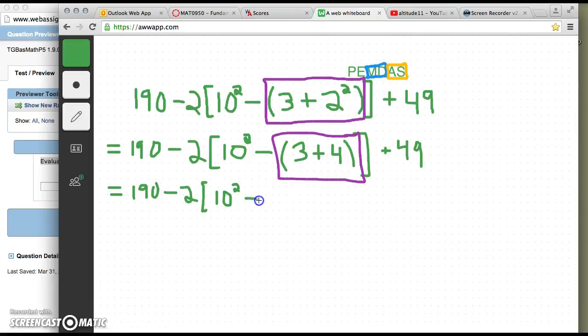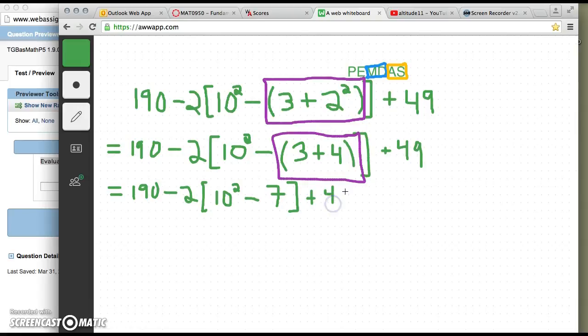minus. Now, one thing to realize here, guys, is that we are performing the last operation in this innermost parentheses. Anytime that you have performed the last operation inside of a set of parentheses, there is no longer a need for that set of parentheses. So we are ready to perform this last and final operation in our innermost set of parentheses. 3 plus 4 is 7. And we drop the parentheses because we have taken care of that innermost set of parentheses.